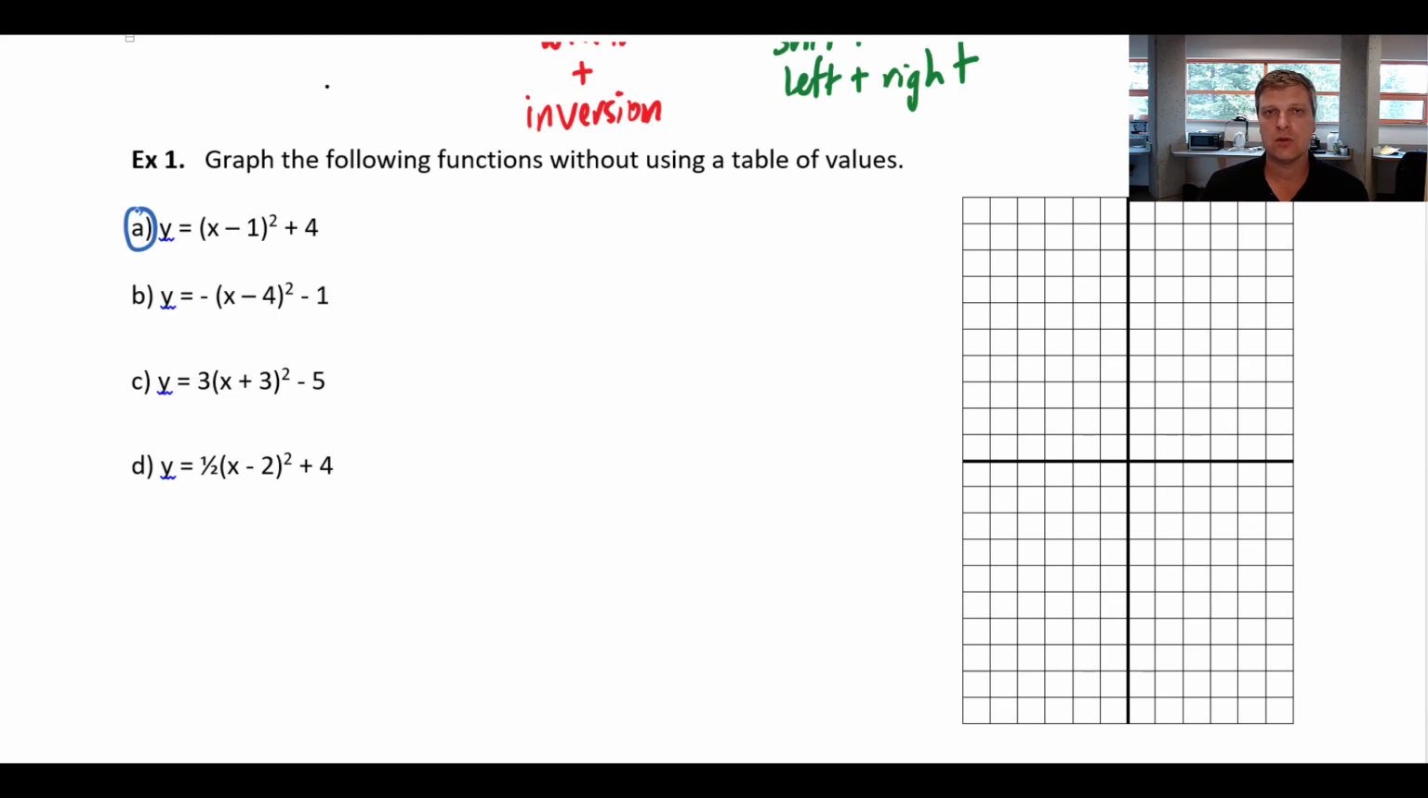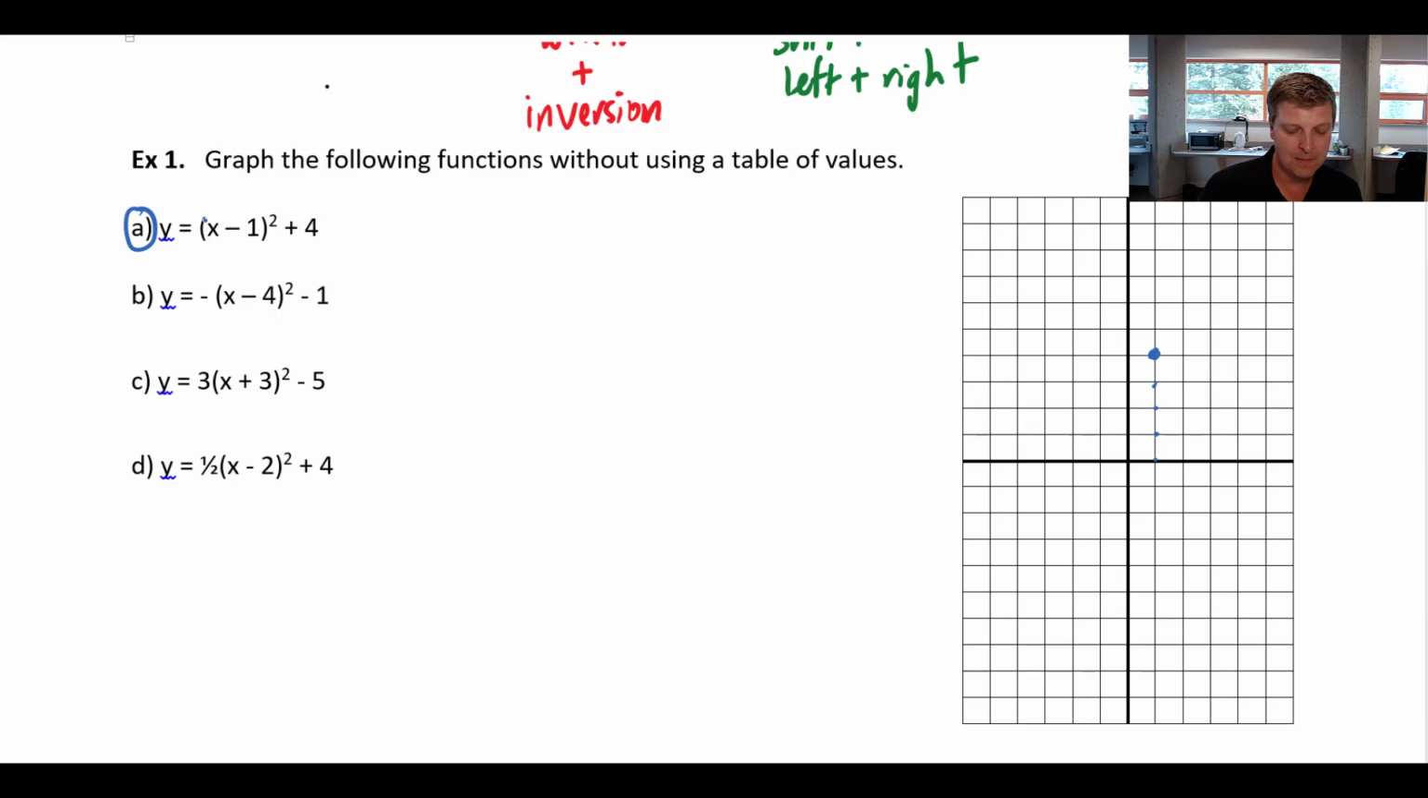So the first thing we always want to do is locate our vertex. Remember, the vertex is kind of like home base for our parabola. That's going to be that point of inflection for our parabola. I can see that my P value is 1, I'm subtracting 1 here, and my Q value is 4. That means my vertex, which would normally be at 0, 0, is going to be shifted 1 space over and 4 spaces up. So my vertex for number 1 is going to be located here.